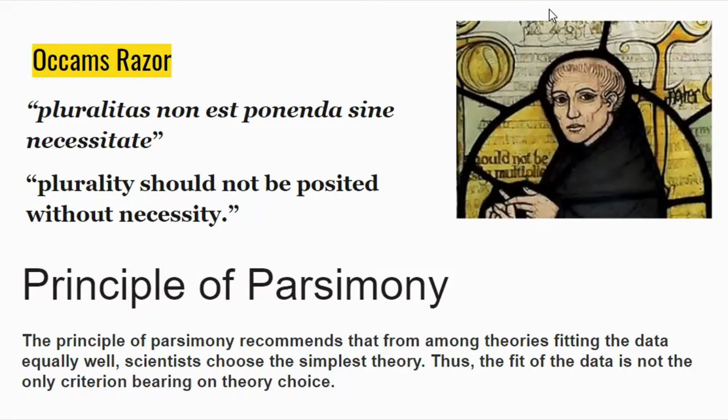And this is what's known as the principle of parsimony. The principle of parsimony recommends that from among theories fitting the data equally well, scientists choose the simplest theory. Thus, the fit of the data is not the only criterion bearing on theory choice. And again, when we say the simplest theory, we tend to mean the one that makes the fewest assumptions, the one that doesn't bring extra things into the equation that might not necessarily be needed.